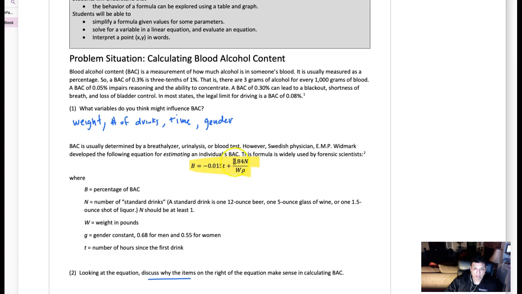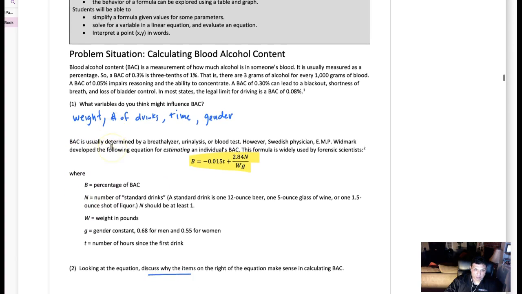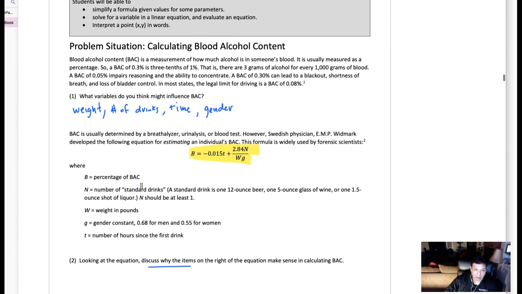And so what variables influence this? You can see the list right here: your weight, the number of drinks you've had, how long you've had since your first drink, and then depending on whether you're a male or female, you have different values, what we call this gender constant.